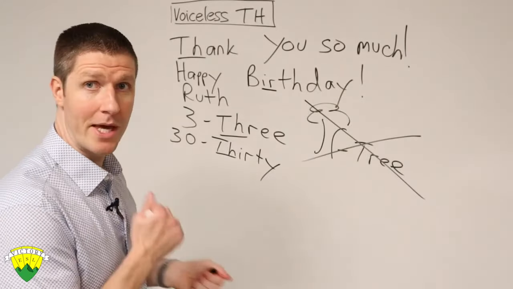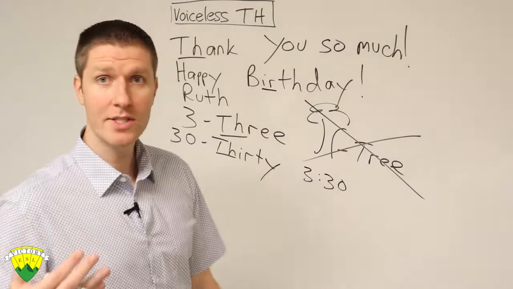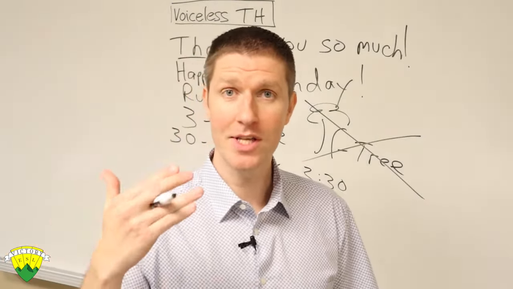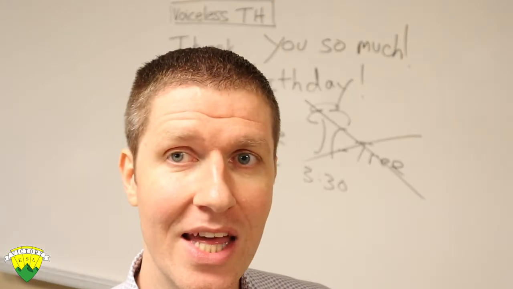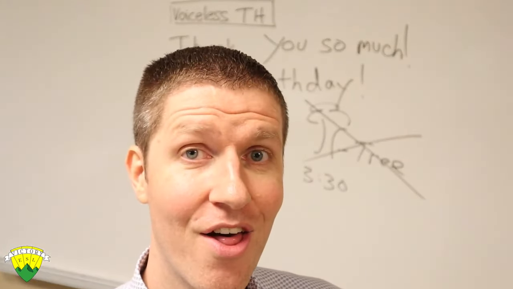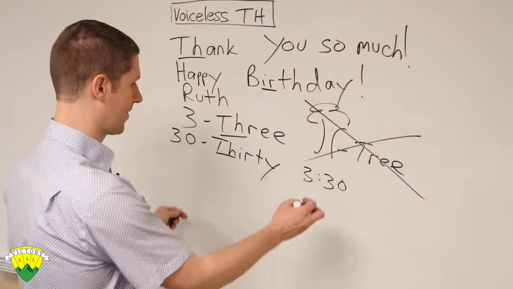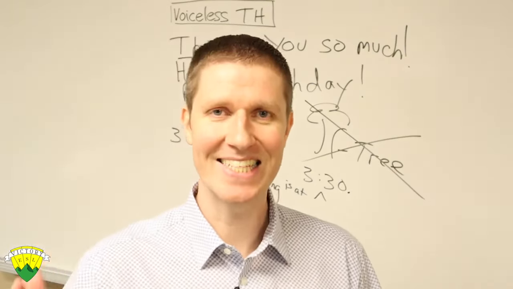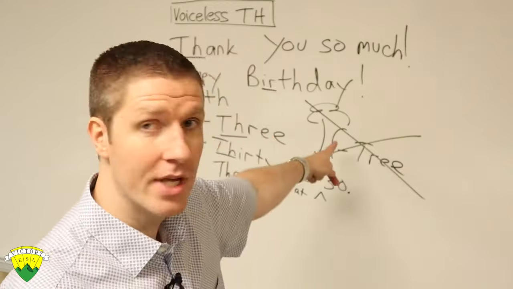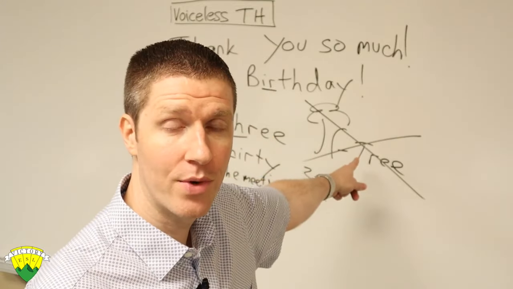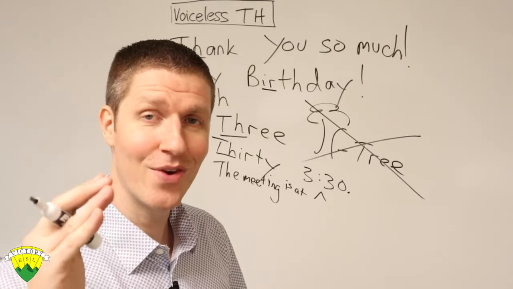So let's say we want to make a time. What time does the meeting start? So we can say the meeting starts at 3, at 3:30. So the meeting, there is a sentence. The meeting is at 3:30. Don't say tree. Don't say tree-churdy. That's wrong. 3:30. So practice that, okay? The meeting is at 3:30.